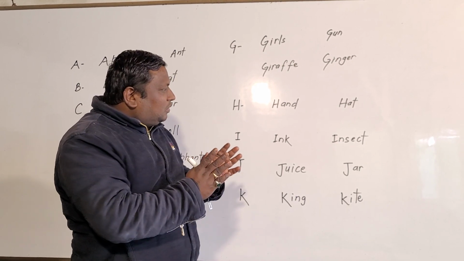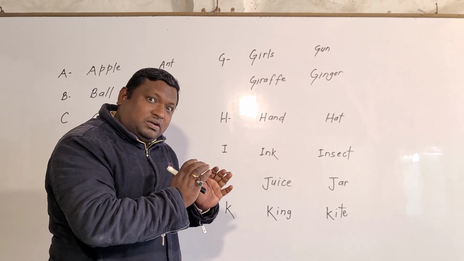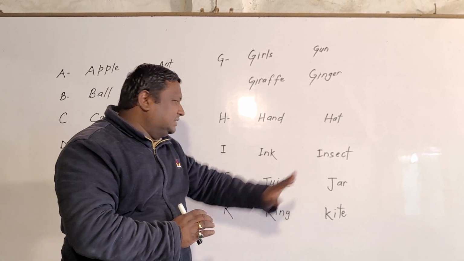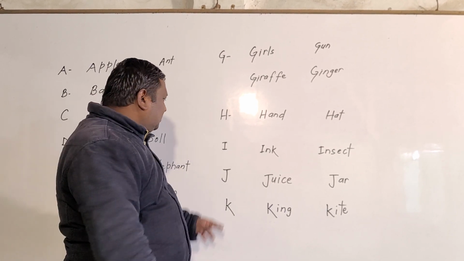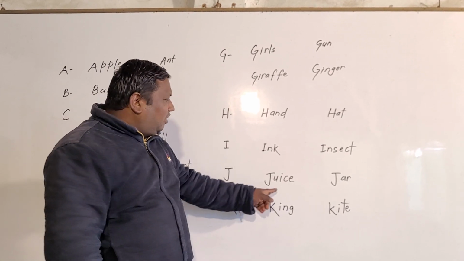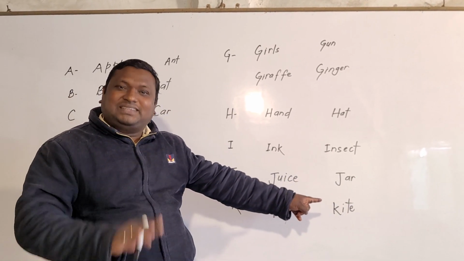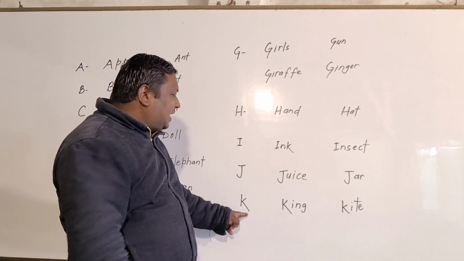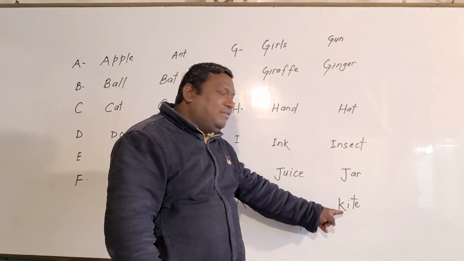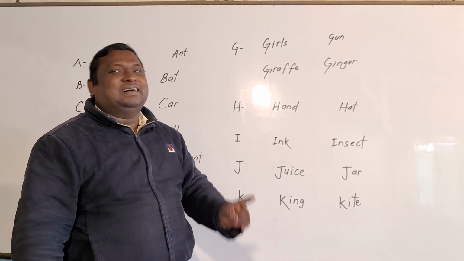Idle is a different sound. This is not the E sound. We have to concentrate on sound. So I have written ink and insect. I have not written idle or ice cream. Now, J for juice and J for jar. J sound is coming. Now, K for king and K for kite. K, K, K.